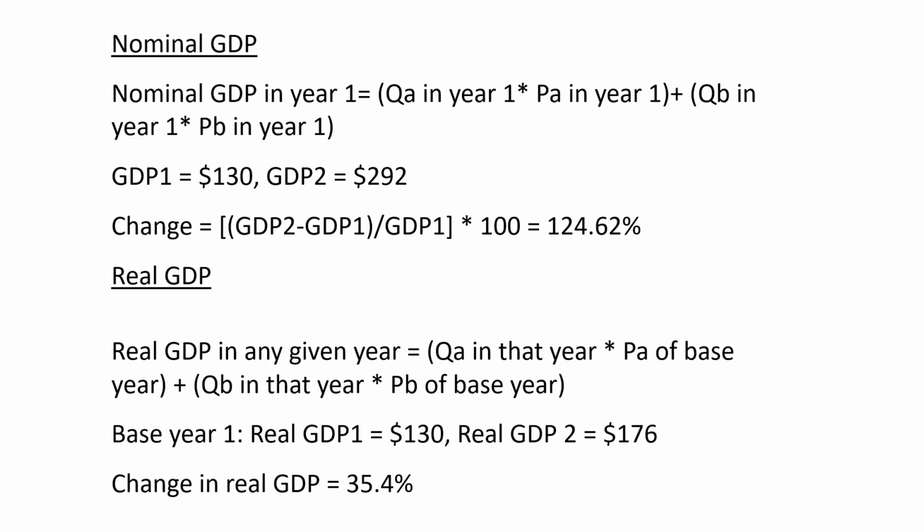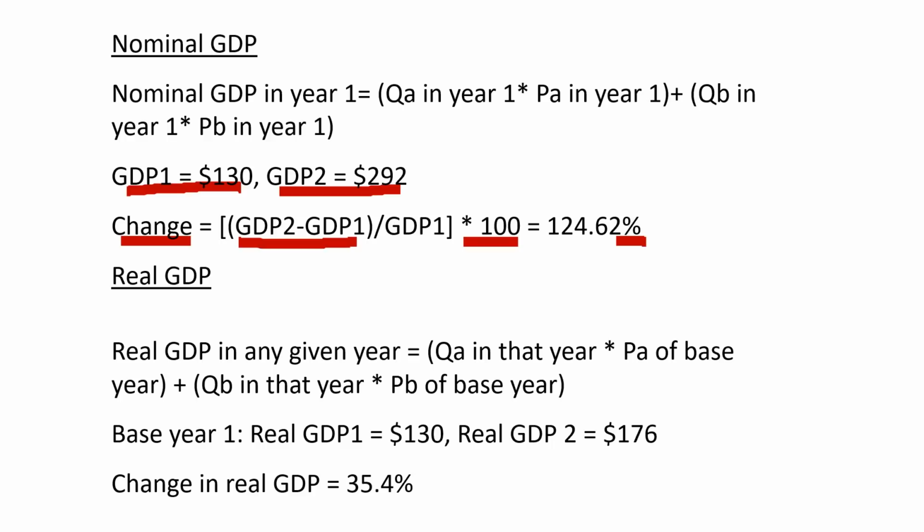Now let's look at the answer. We calculated the nominal GDP for year 1 and for year 2, which is basically the price multiplied by the quantity of year 1, and price multiplied by quantity for year 2. And we said in order to calculate the percentage change, we need GDP for year 1 and GDP for year 2. So we deduct GDP year 1 from GDP year 2 and divide it by the GDP year 1, and we multiply it by 100 because we need a percentage change.